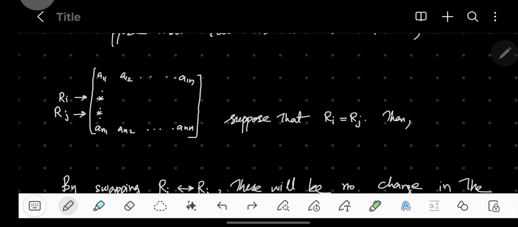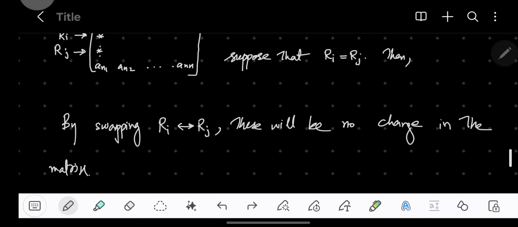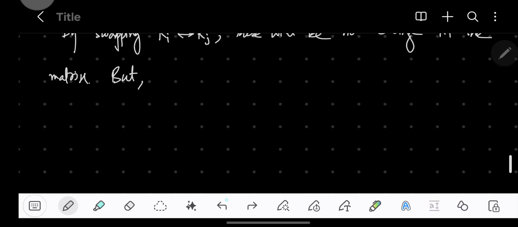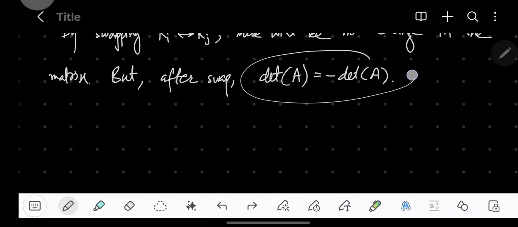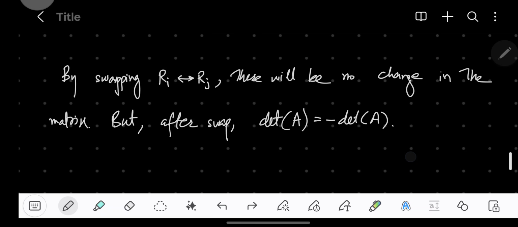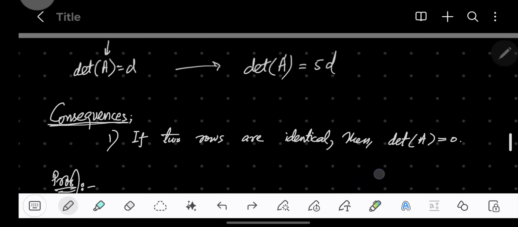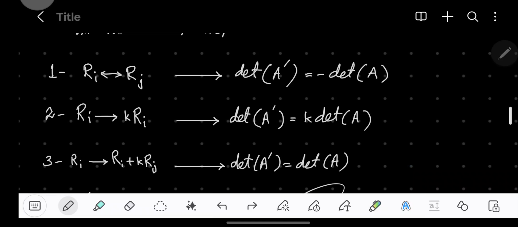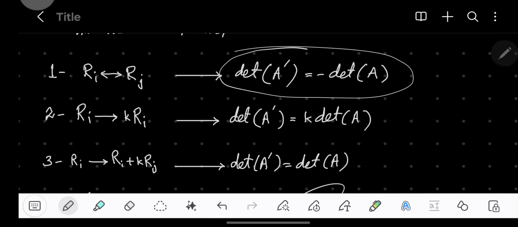Since these two rows are the same, after swapping there will be no change in the matrix, so the determinant should be the same. But on the other hand, the rule says that when you swap the rows, we get determinant of A equal to the negative of the determinant of A. This is rule number 1: whenever you swap two rows Ri and Rj, the determinant will be the negative of the determinant.